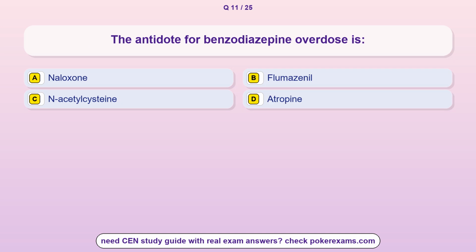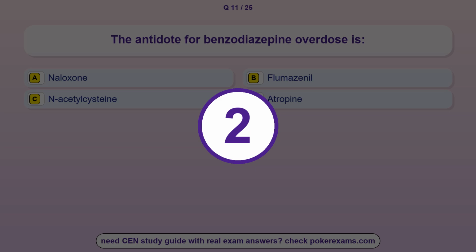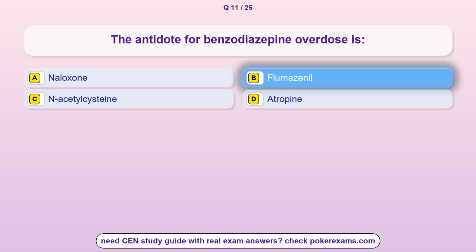Question 11. The antidote for benzodiazepine overdose is option A, naloxone, option B, flumazenol, option C, N-acetylcysteine, option D, atropine. The correct answer is option B, flumazenol.